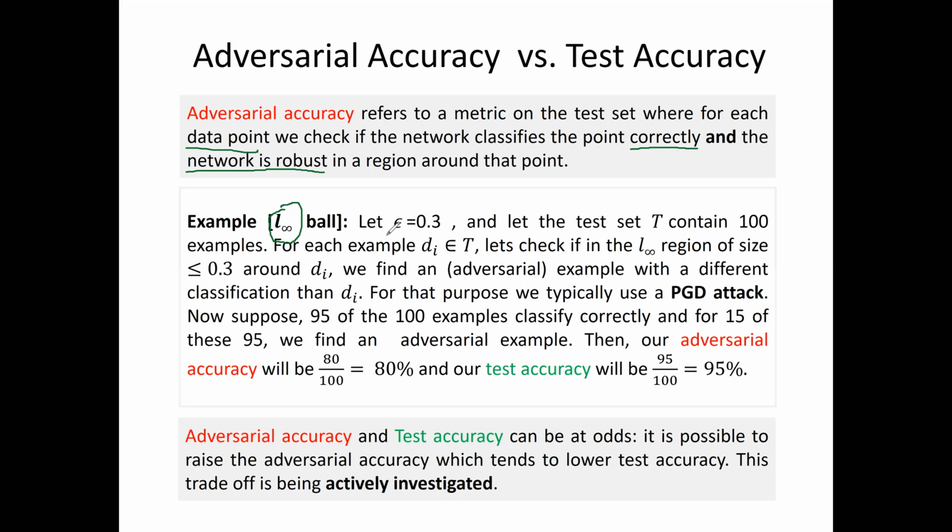In the L infinity setting, let's take an epsilon, a radius of 0.3, and let's assume the test set T contains 100 examples. For each of the examples d_i, we're going to try to find an adversarial example in the region around d_i, so some other point which classifies differently than d_i. The way we typically do that in this setting is by using the PGD attack. You can also use another attack, but let's stick to PGD here for our example.